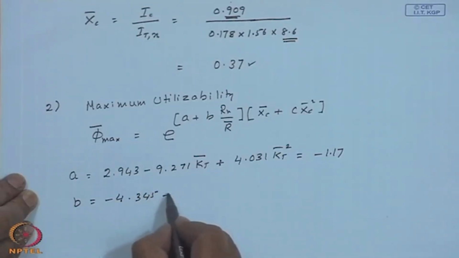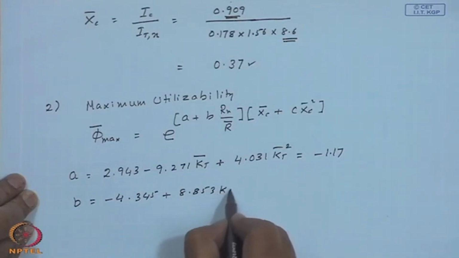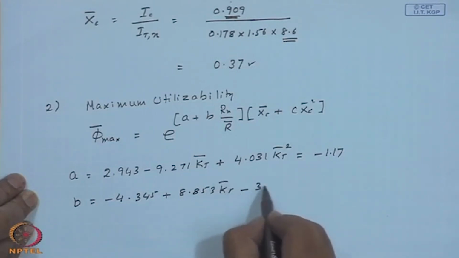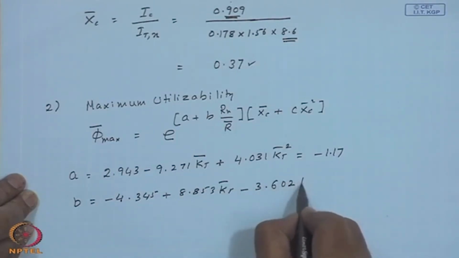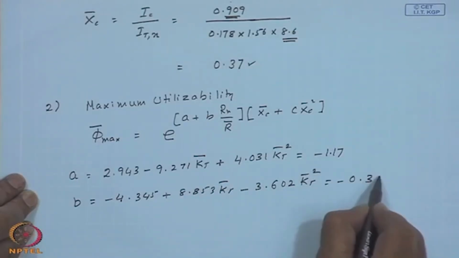4.345 plus 8.853 kT bar minus 3.602 kT bar squared, equal to minus 0.33.